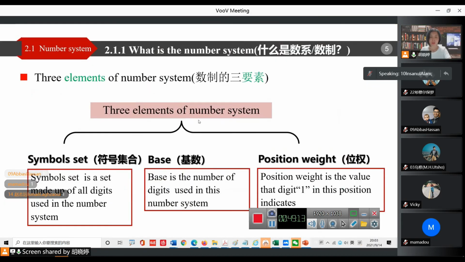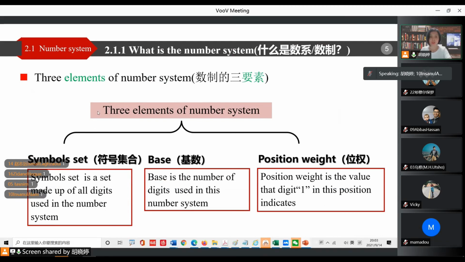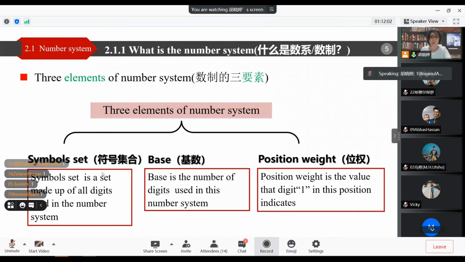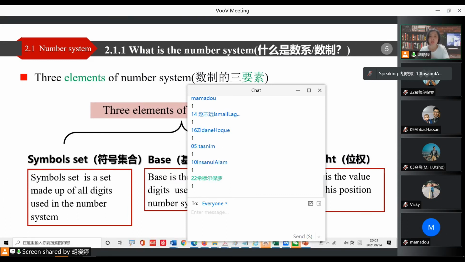So in order to understand the number system, you need to understand these three elements. First, symbol sets, and the second is base. Base is the number of digits used in the number system.